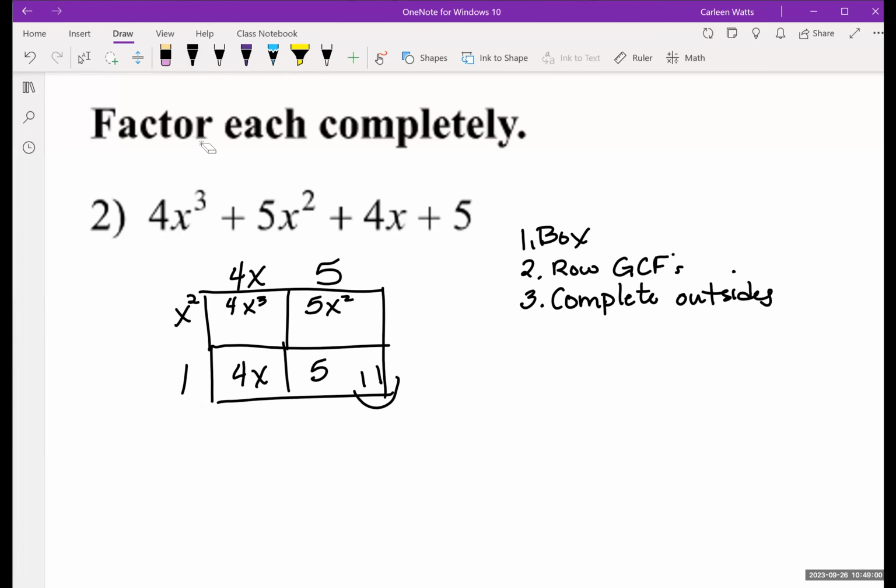So 4x cubed plus 5x squared plus 4x plus 5 factors into the final answer x squared plus 1, 4x plus 5. Okay, box, row GCFs, complete the outsides. Now, this may look a little overwhelming, but with practice, it's just like mechanics. Okay, we're just going to go through the mechanics of this.